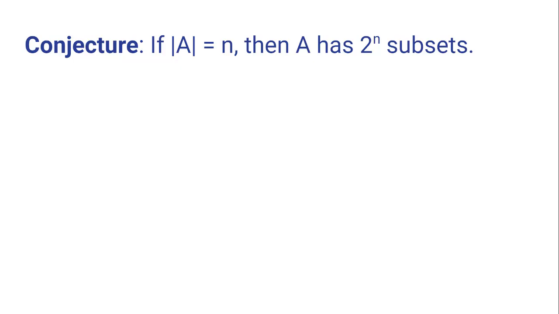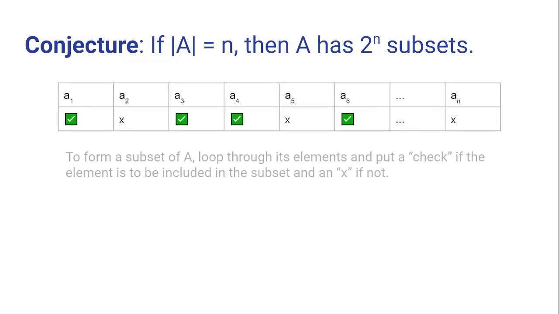And here's one argument. A way to think about creating a subset of A is to loop through all n of its elements and essentially vote for whether to include it in the subset or not. Make a little ballot with one entry for each of the elements of A and put a check next to that element if you want to include it in the subset and put an X otherwise. All the elements that have checks under them would then go into the subset.